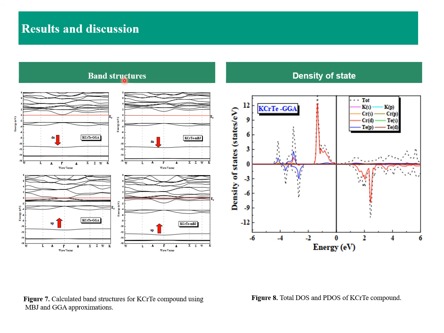Going to the final compound, which is potassium chromium tellurium. Same interpretation: this compound in the spin up case is metallic, and in the spin down case is a semiconductor. Also in the density of states, this compound has a large contribution from the d orbital. So we find that the studied half-Heusler alloys have a band gap in the spin down direction, confirming the existence of the half metallic behavior.